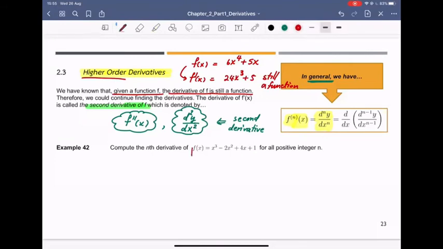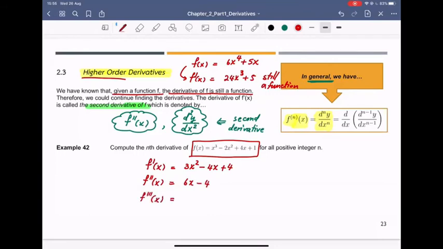If I have the function here, I can differentiate this n times, right? First, I differentiate the first time. This is 3x squared minus 4x plus 4. This is just differentiating one time using the formula. And then differentiating 2 times, the second derivative, 6x minus 4. Sounds good? Third time, 6.